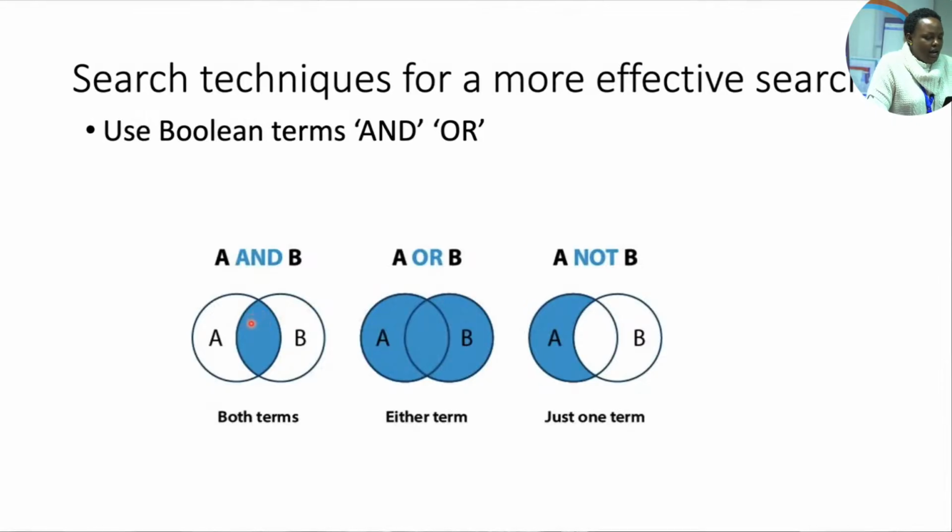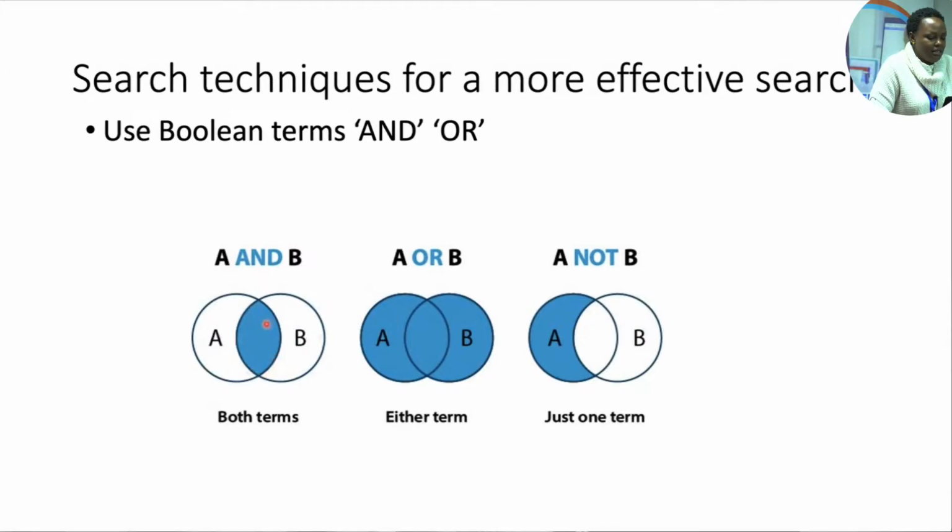No. I want the part in blue. Something that has both the terms. So if the paper only mentions A or it only mentions B, I'm not interested. If it only mentions influenza, I'm not interested. If it only mentions Kenya, I'm not interested. But if it mentions influenza and Kenya, then I'm interested.